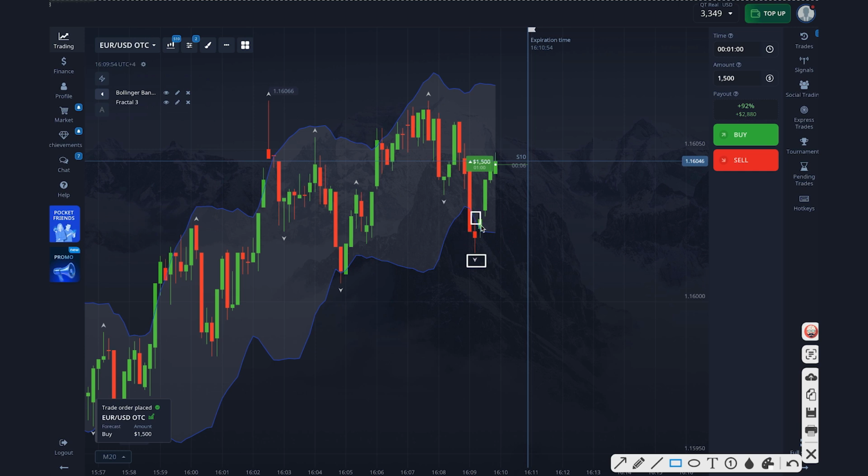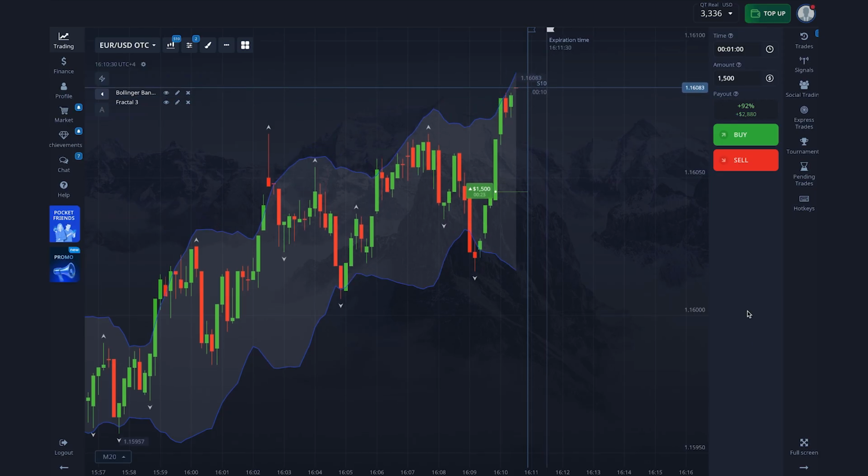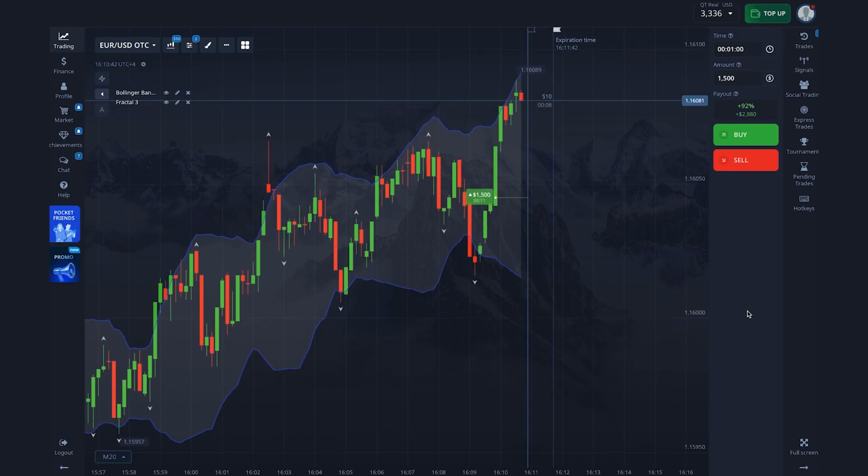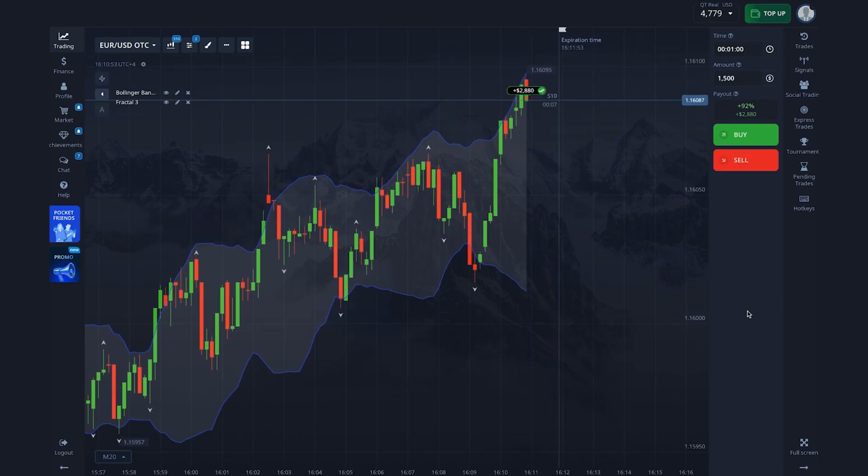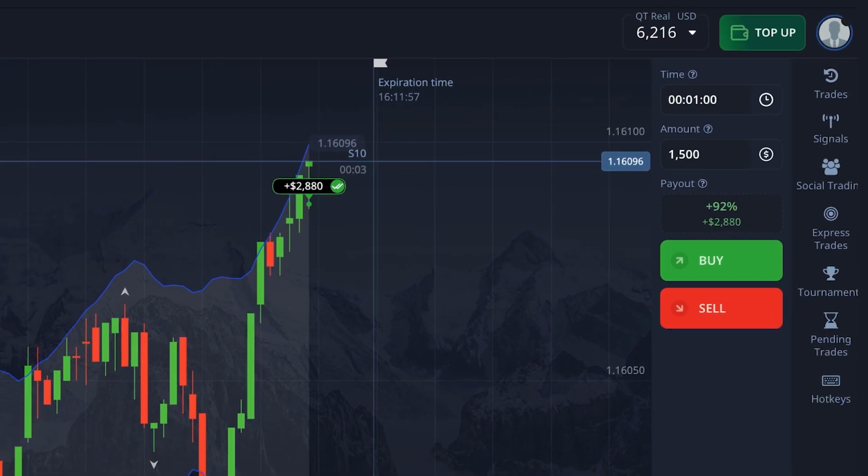The second confirmation comes from a combination of candles and the Bollinger Bands indicator. The price touched the lower border of the channel and then began to rise steadily. This scenario is a strong signal that sellers have exhausted their strength and buyers have begun to take the initiative. The first entry brings an excellent result, a profit of $1,380.